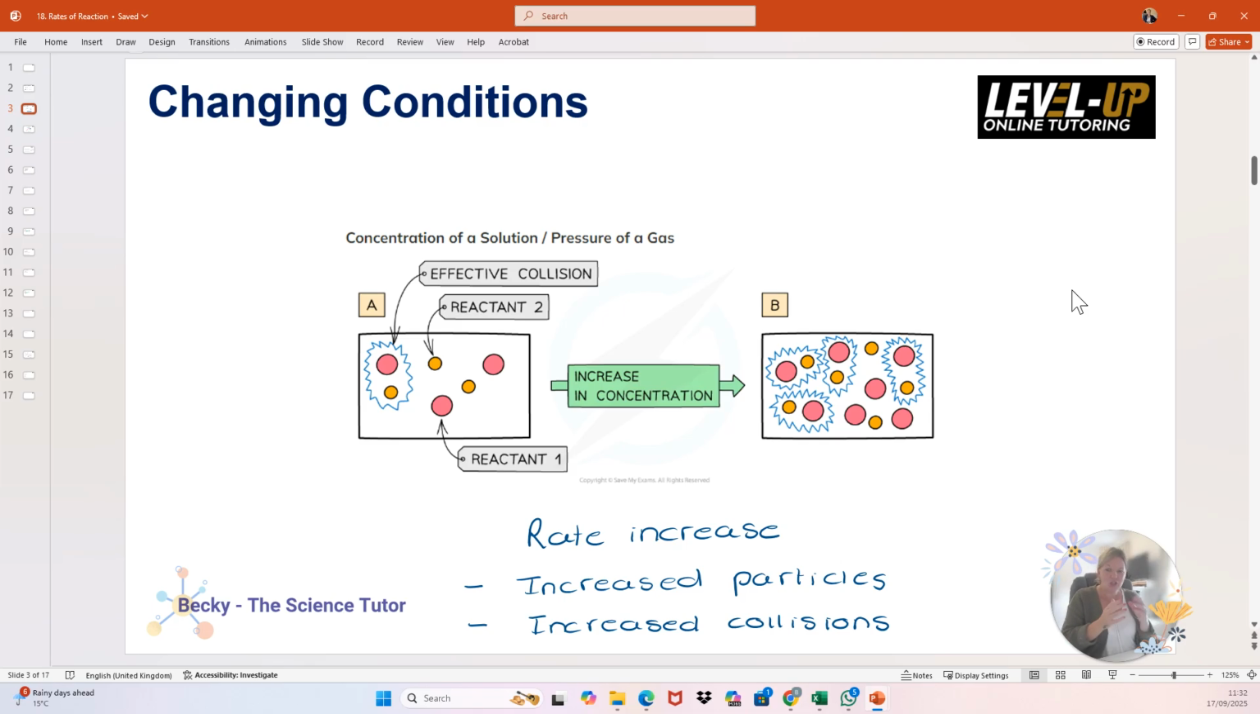Okay, so whenever we're thinking about a condition, what we need to think is, does it make more collisions? So does the frequency of collisions increase? Or does it mean that they collide with more energy? And if your answer to either of those is yes, then your reaction rate is going to increase.